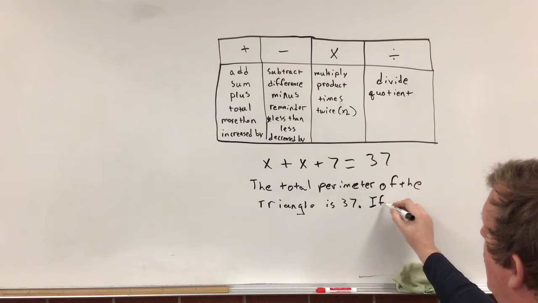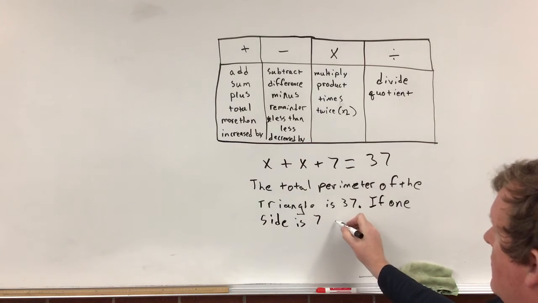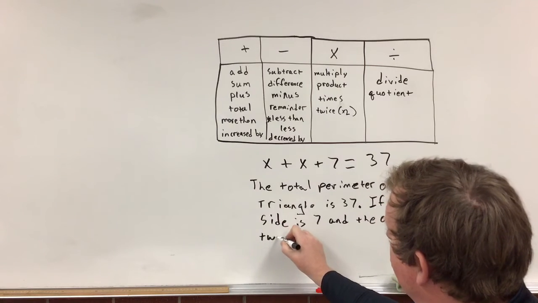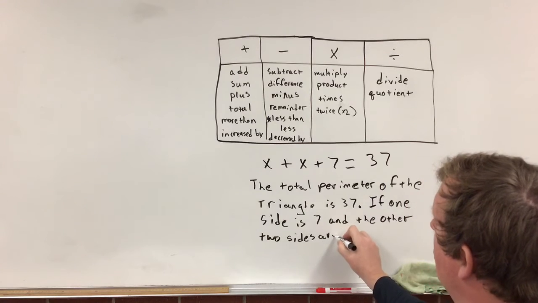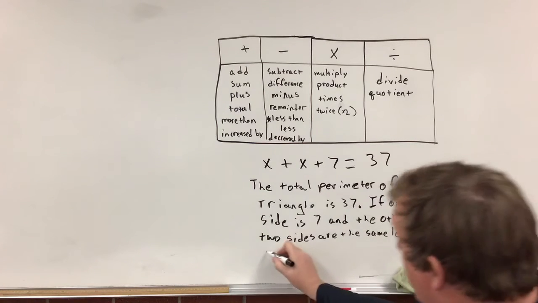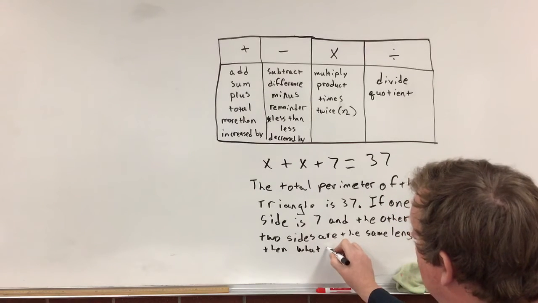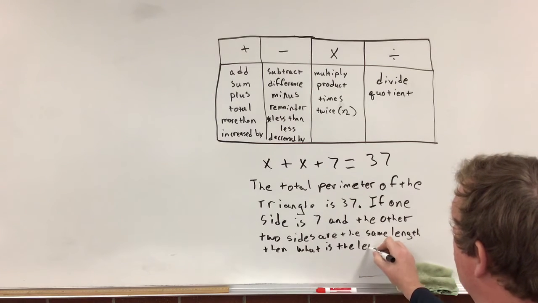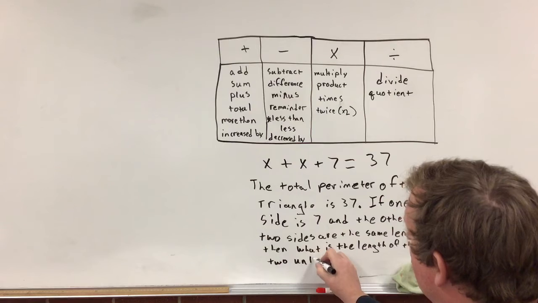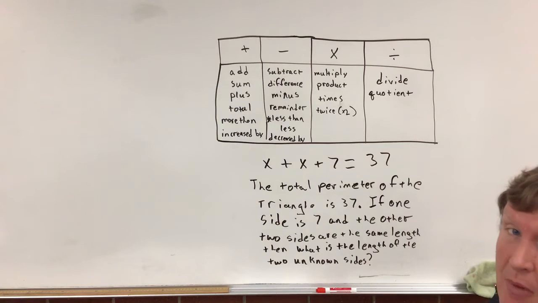If one side is 7 and the other two sides are the same length, then what is the length of the two unknown sides? Okay? That's kind of a big, wordy kind of problem.